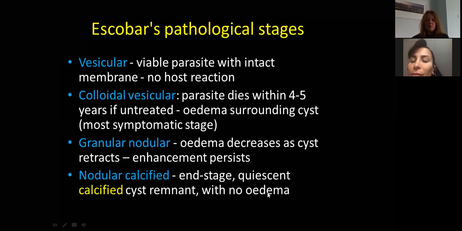At the very start of neurocysticercosis, you have a parasite with an intact membrane and there's no edema. The second stage, the parasite dies and you get edema. And this is the stage where you're symptomatic. The next stage after that, you still have edema, but it's actually improving. And of course, you'd have follow-up imaging and then you've still got enhancement.